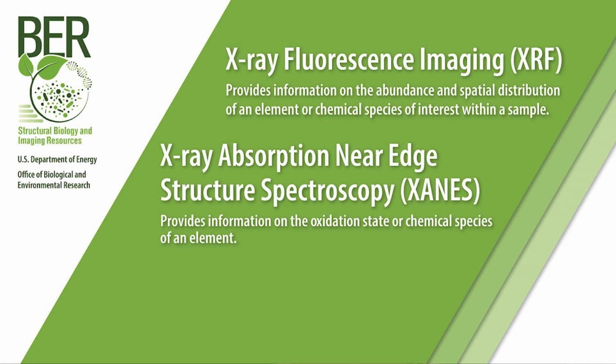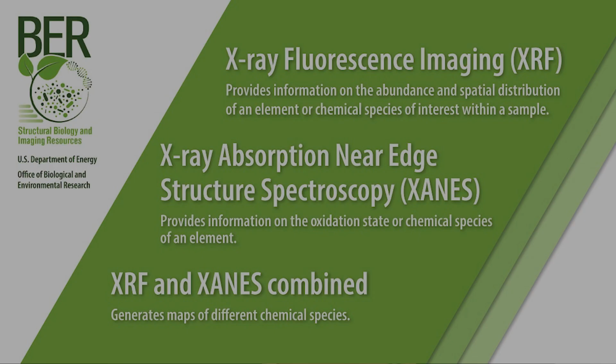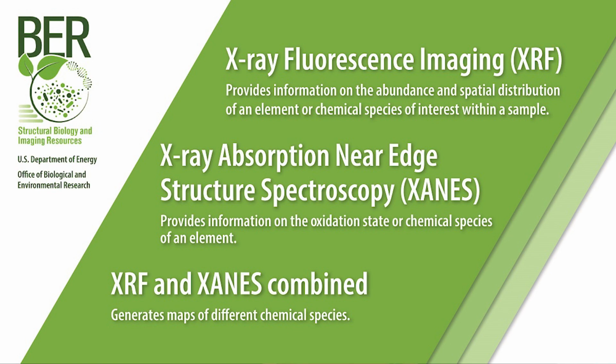At most XRF imaging beamlines, the X-ray absorption spectroscopy technique performed is XANES, or X-ray absorption near-edge structure spectroscopy. XANES spectroscopy provides information on the oxidation state or chemical species of an element. X-ray fluorescence imaging can go beyond mapping the distribution of total elements. When XRF and XANES spectroscopy are combined, maps of different chemical species can be generated.